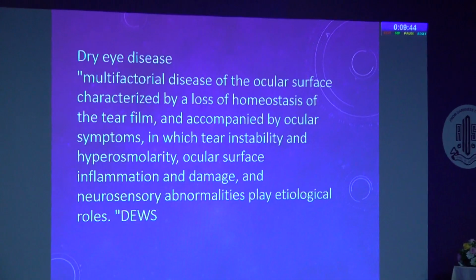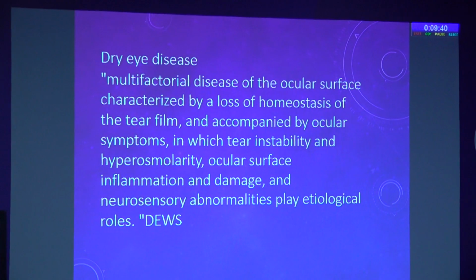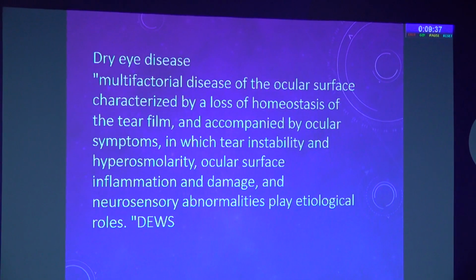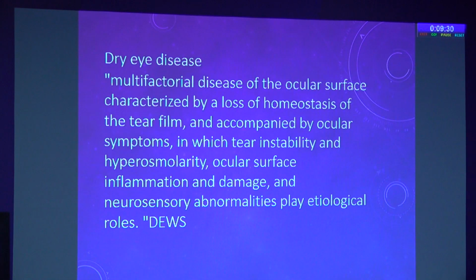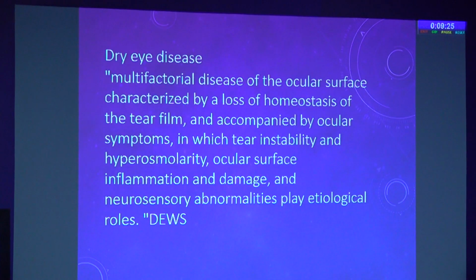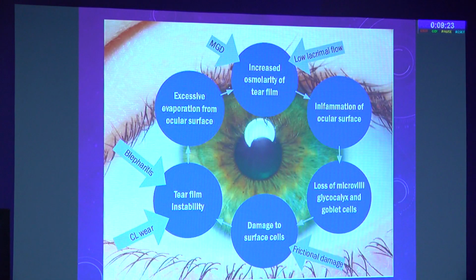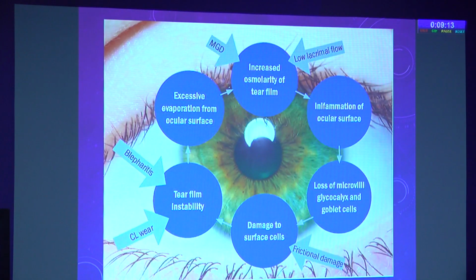So dry eye is defined as a multifactorial disease of the ocular surface, characterized by a loss of homeostasis of the tear film and accompanied by ocular symptoms, in which tear instability, hyperosmolarity, ocular surface inflammation, damage, and neurosensory abnormalities play etiological roles. So multiple factors: increased osmolarity of the tear film, inflammation, loss of goblet cells, damage to the surface cells, tear film instability, and excessive evaporation from the ocular surface. All this causes an ocular surface disorder.